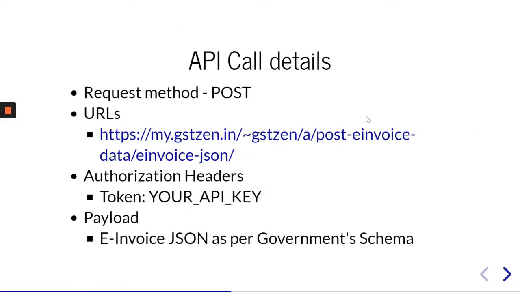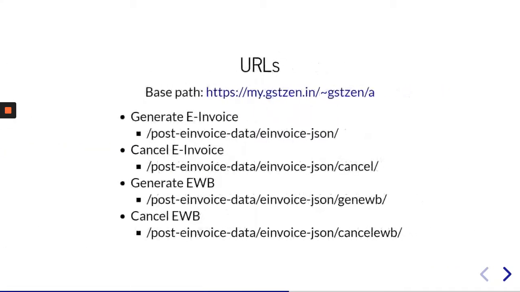Here's how you make an API call. So the request method is a post method. This is the URL to generate an e-invoice. For authorization, you pass a header called token with the API key that you obtained from GSTZen. For the payload, use the e-invoice.json as per the government schema. Let me go into a little bit more detail.